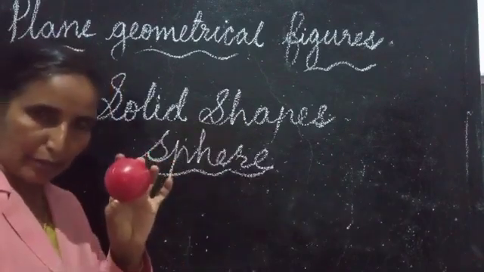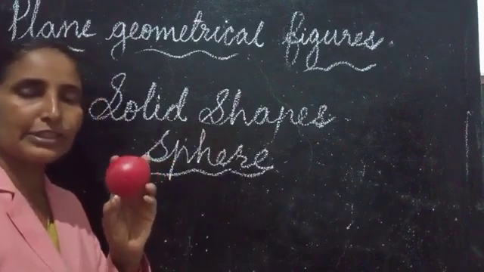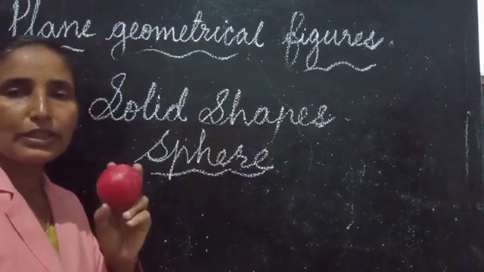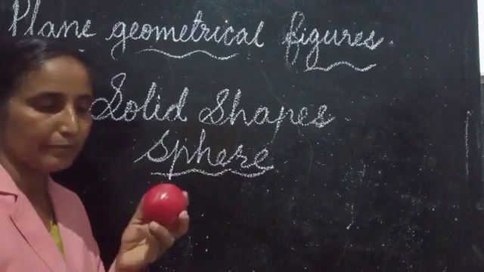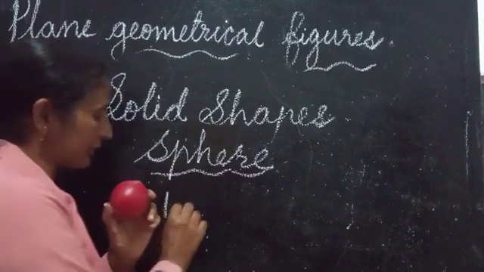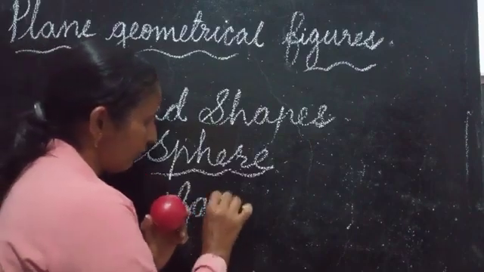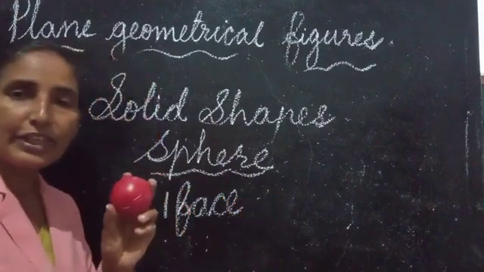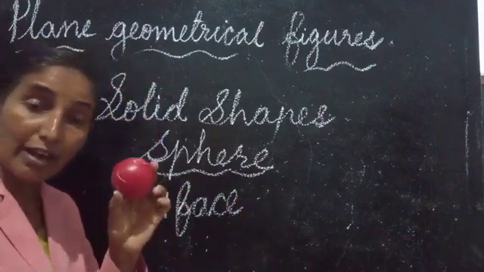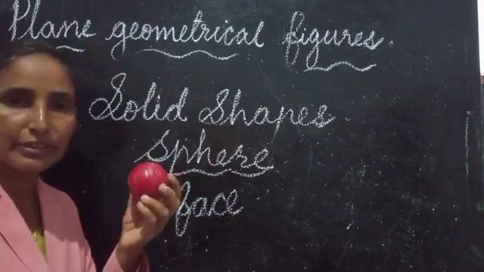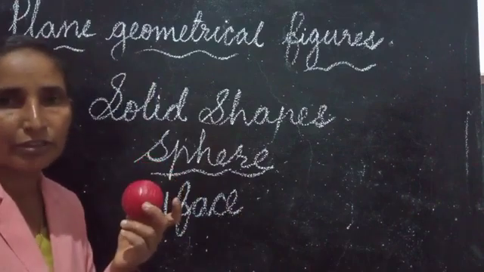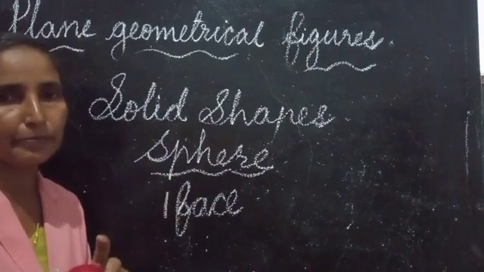This is the example of a sphere. You have seen balls. Balls are examples of a sphere. It has only one face. Which face? Straight face or curved face? A sphere has one curved face. Edges and corners are 0 for a sphere.